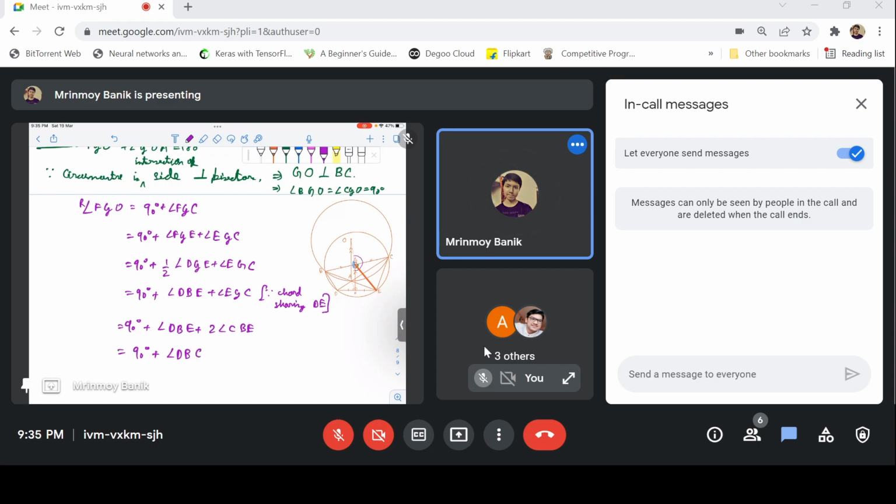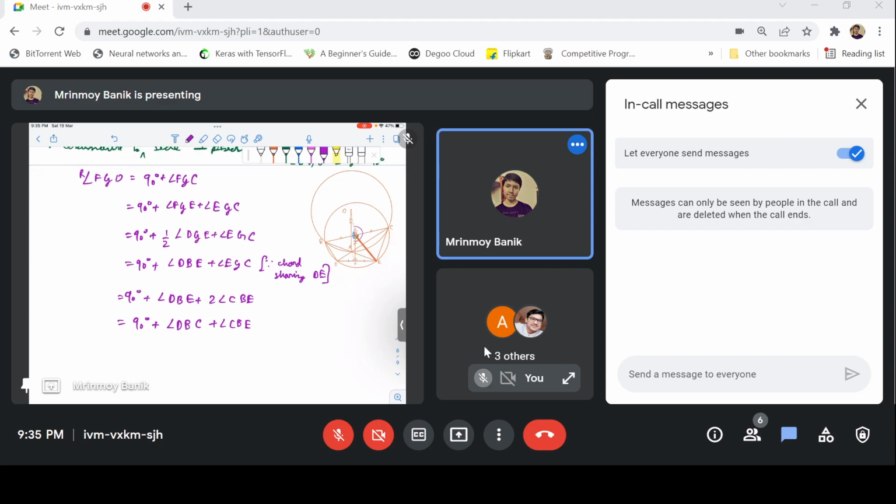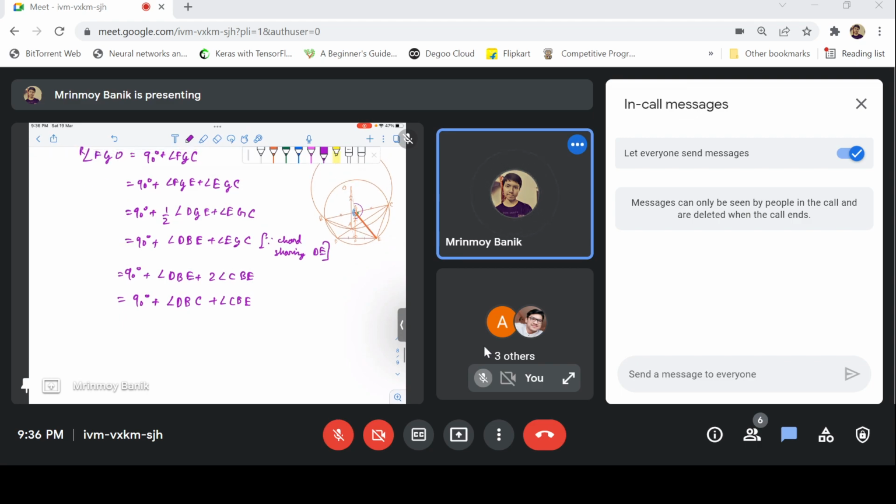Just a minute. CBE and DBE. So plus one CBE is left out. So what is 90 plus, okay, I will check it later. So now let's try and find the other side.